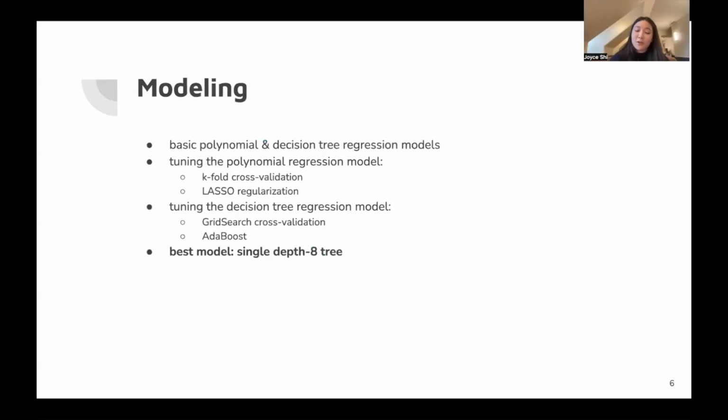We tested a few different models before settling on the basic polynomial and decision tree regression models as our baselines, based on them having the best test MSE scores. To tune the polynomial regression model, we used k-fold cross-validation and lasso regularization. And then to tune the decision tree regression model, we used grid search cross-validation and AdaBoost. Ultimately, we concluded that the single decision tree model of depth 8 was the best, based on accuracy, computational efficiency, and performance consistency.